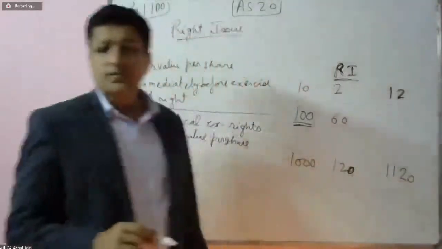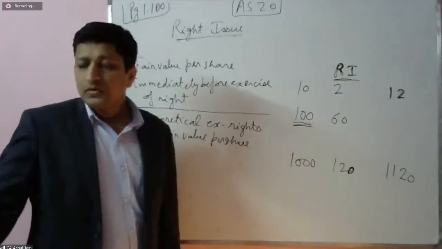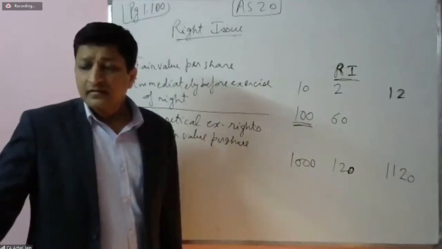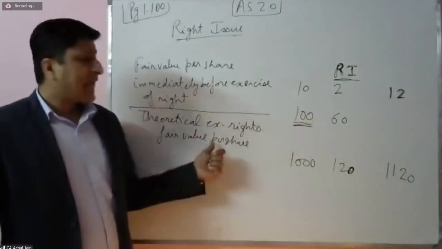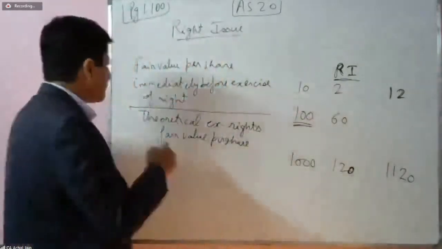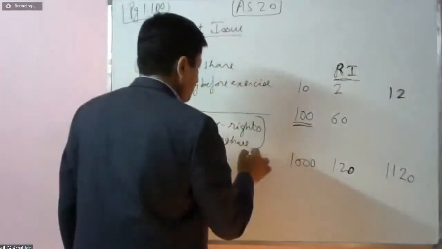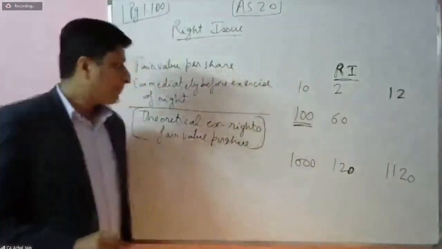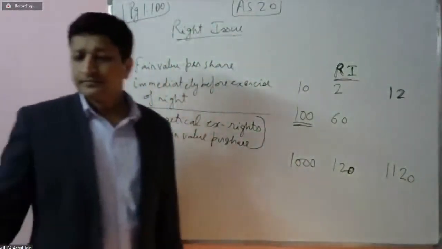Total value becomes 1120. Now, let's understand this theoretical ex-right fair value per share. I am talking about only this part. Now, what is theoretical ex-right fair value per share?